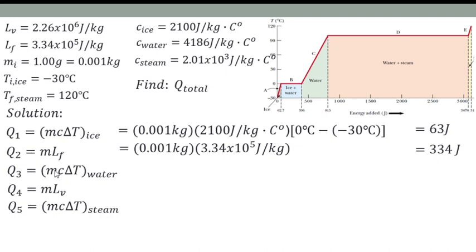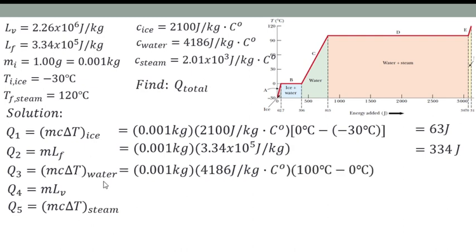going to 100 degrees Celsius. That is why we are using mc delta T as our formula. By substitution, we have the mass of ice times the specific heat capacity of water times the delta T of our water, which is the final temperature of 100 degrees Celsius minus the initial temperature, which is 0 degrees Celsius. Calculating for Q3, we'll have 418.6 joules.